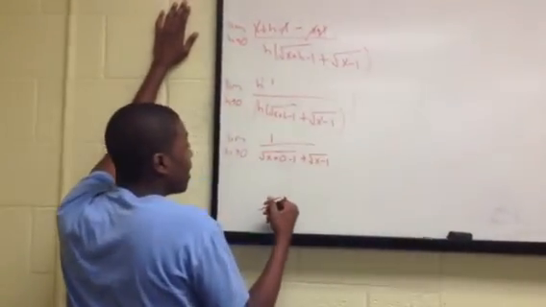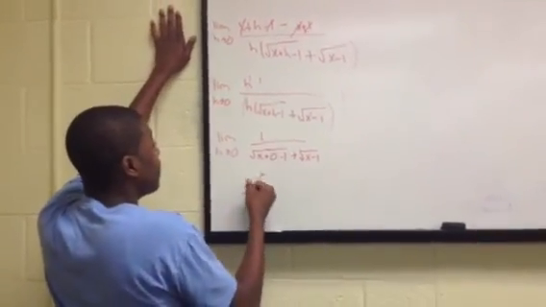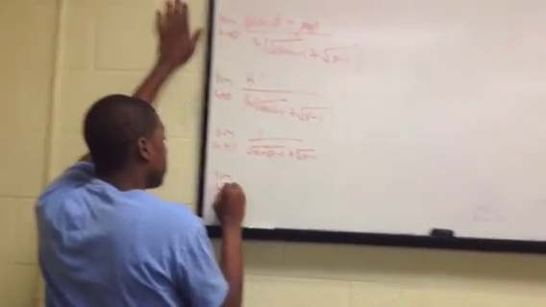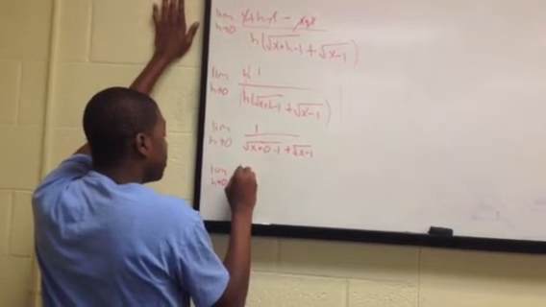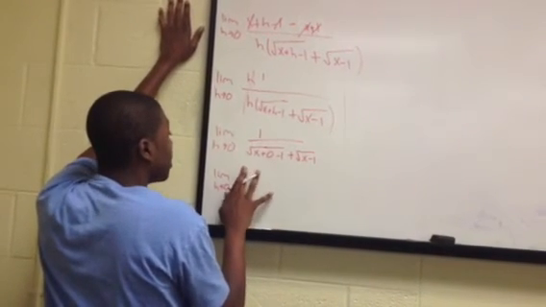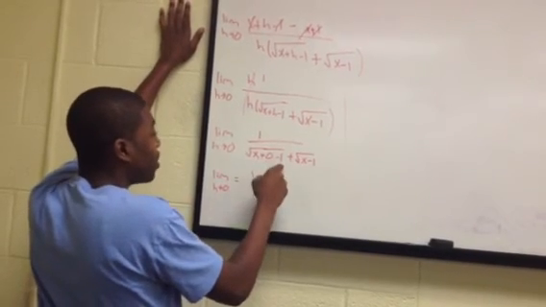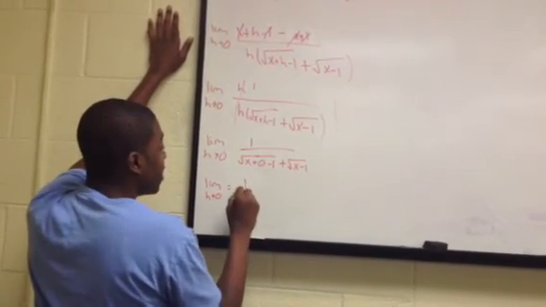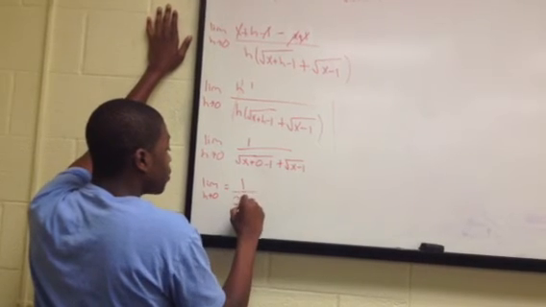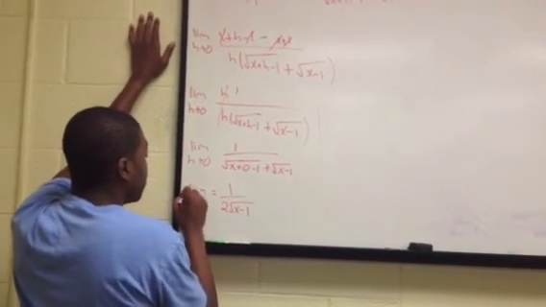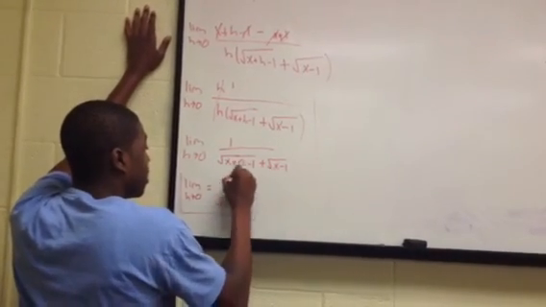To further evaluate this, you have the limit as h approaches 0 of 1, which equals 1. And you have the square root of x minus 1 plus the square root of x minus 1. So you have 1 over 2 square root of x minus 1. And this is your answer.